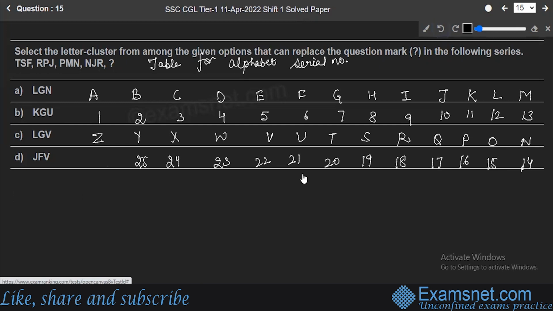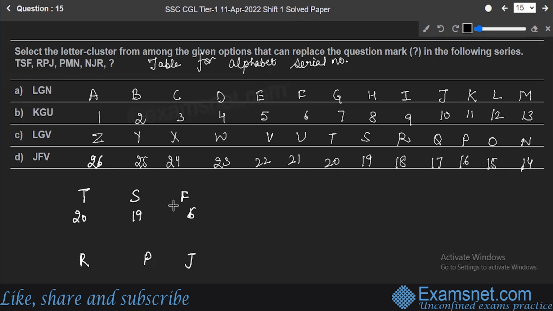So these are the ones. Let's write down. So first one is T, S, and F. Let's write down the numbers. T is at position 20, S is at 19, and F is at 6. From there, you are moving to R, P, J.